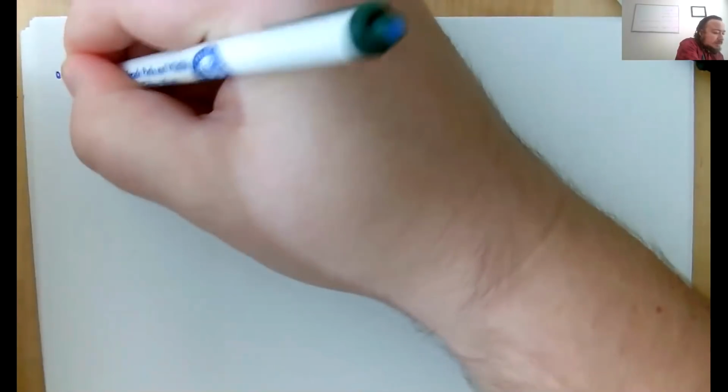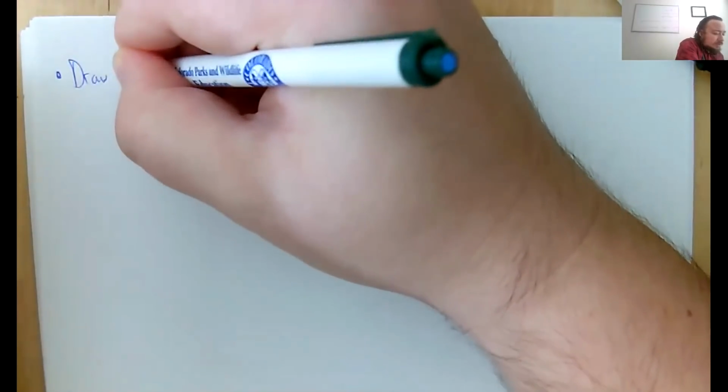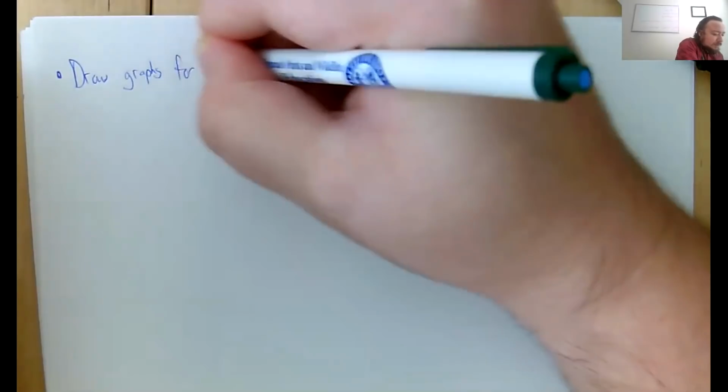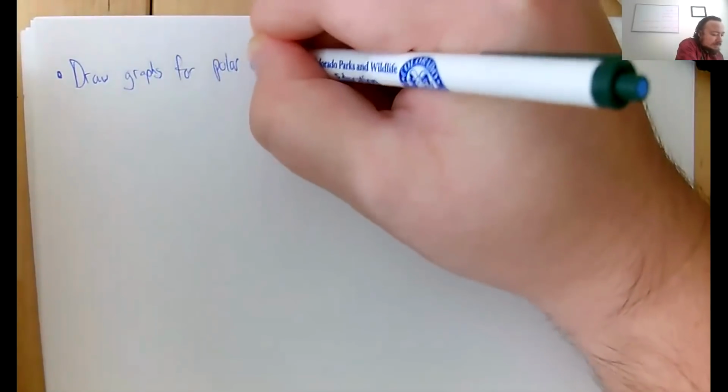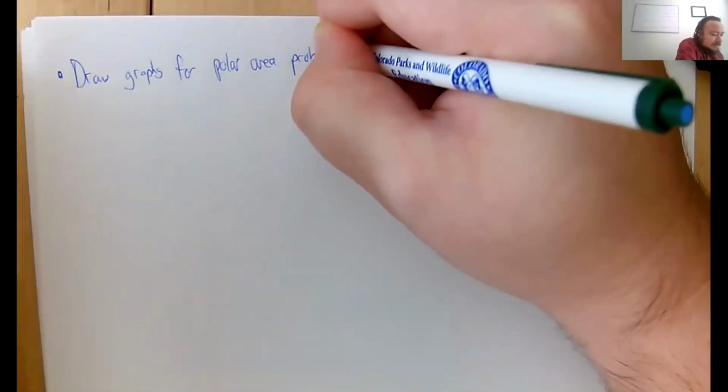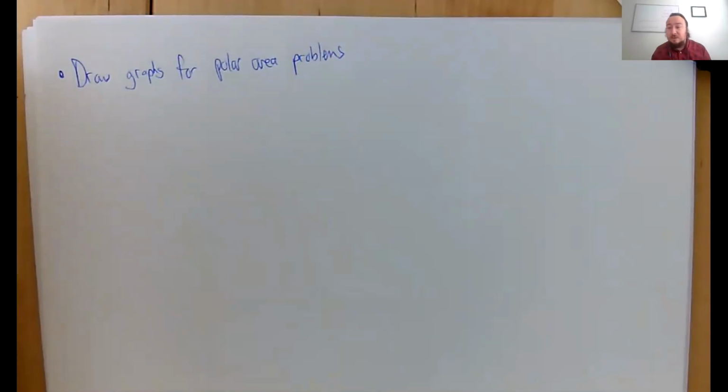Unlike the other sections, I guess there are fewer tips I can give in general for this exam. One thing that you definitely need to remember would be to draw graphs for the polar area problems. That would definitely be something I would remember. Let's see, is there anything else that's a good hint in general? I don't really think so.